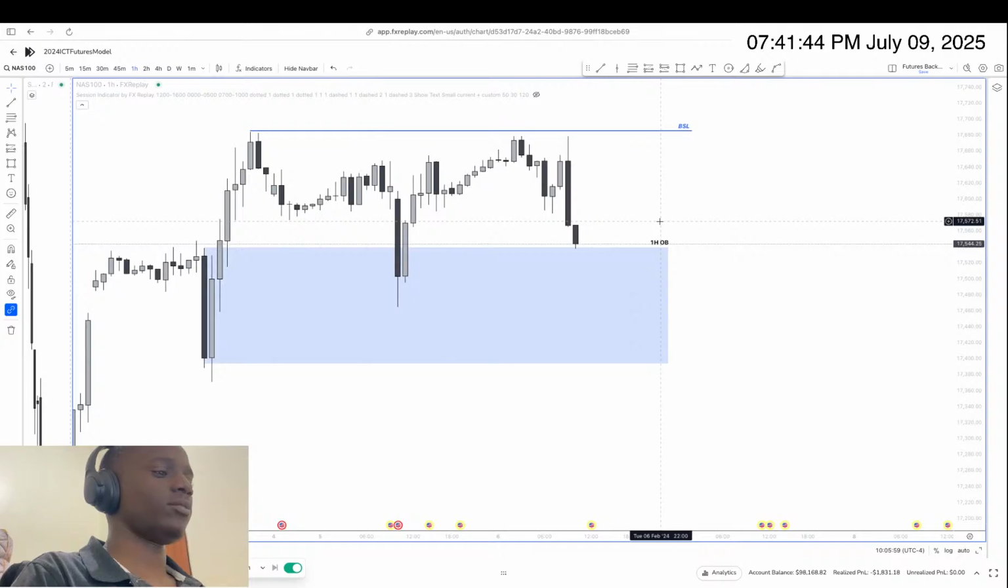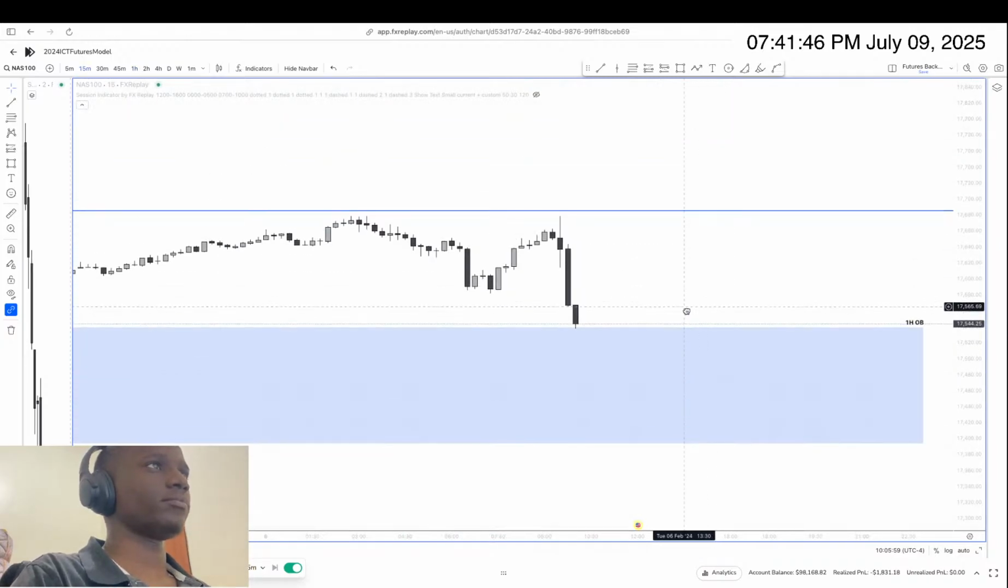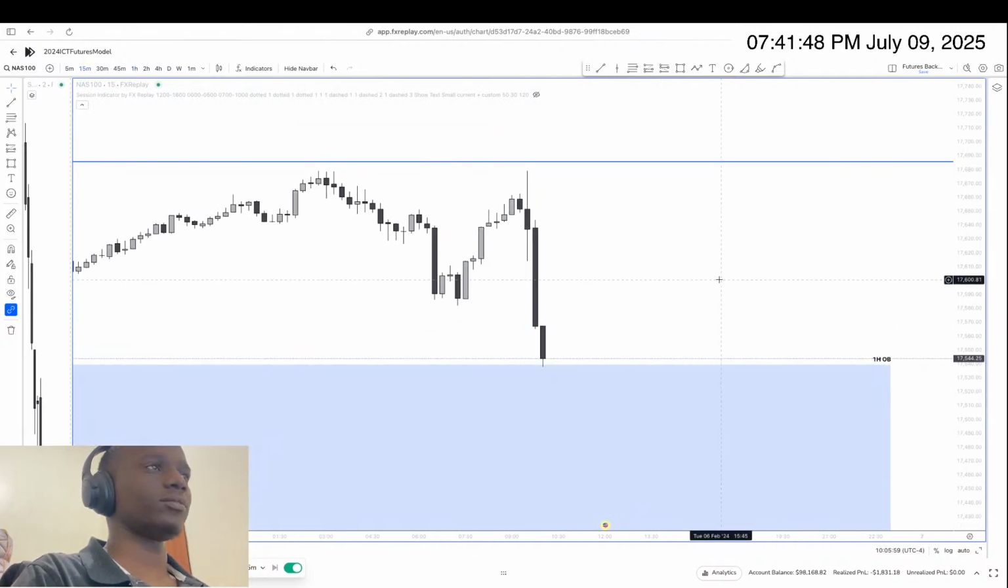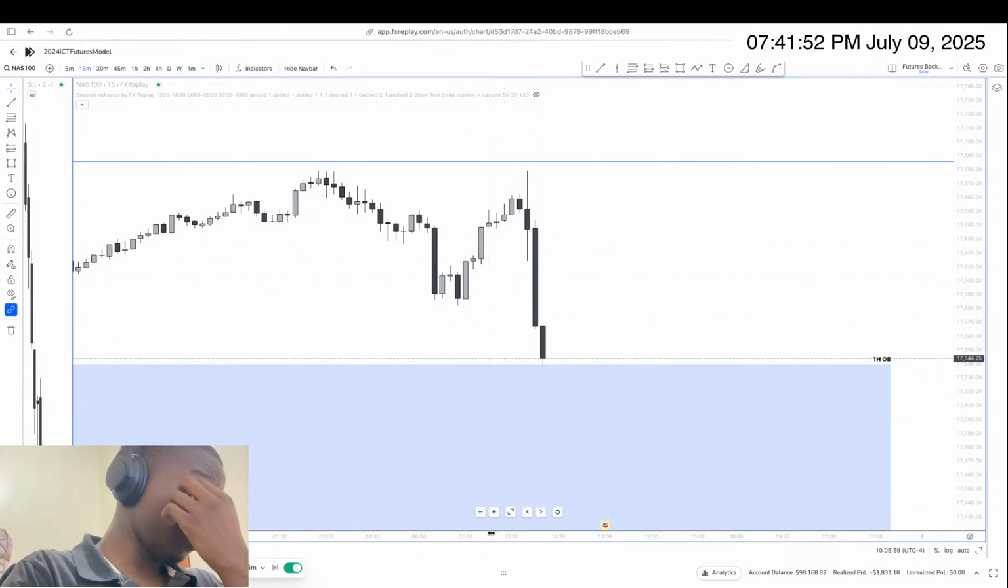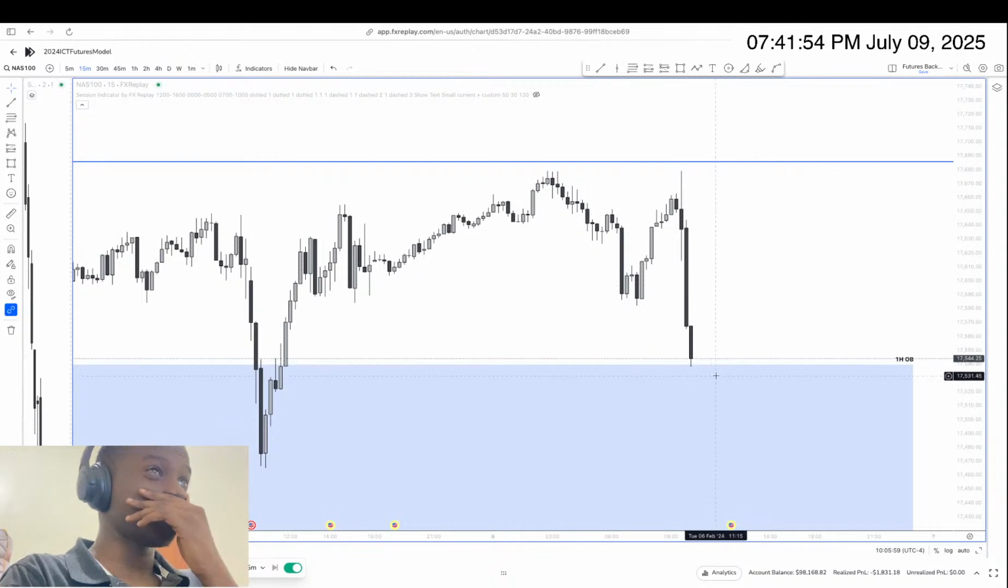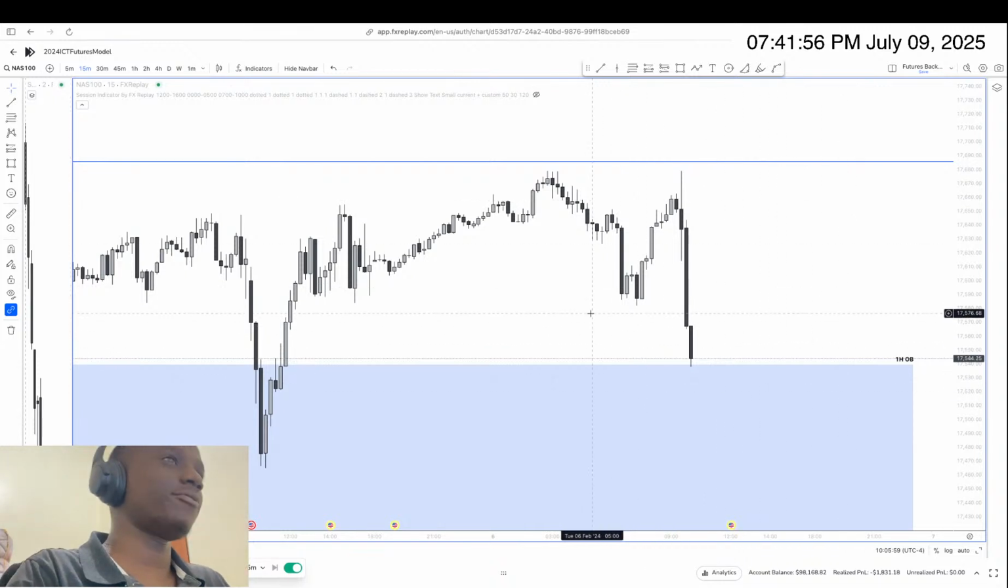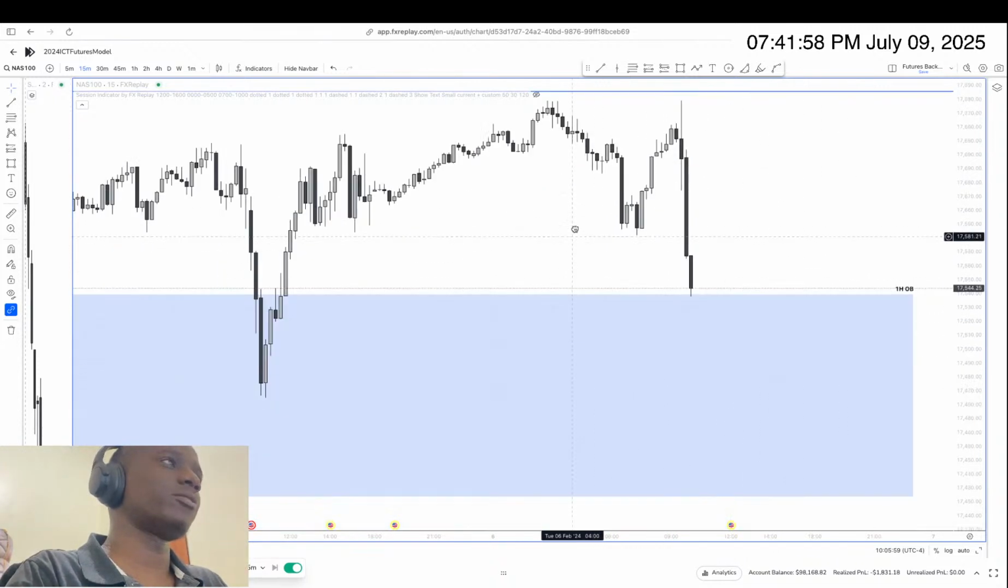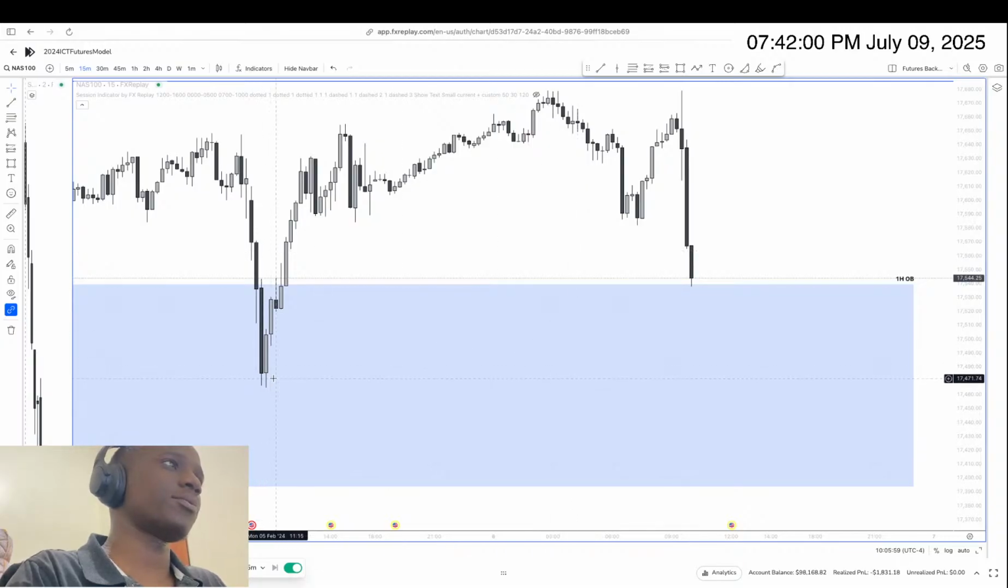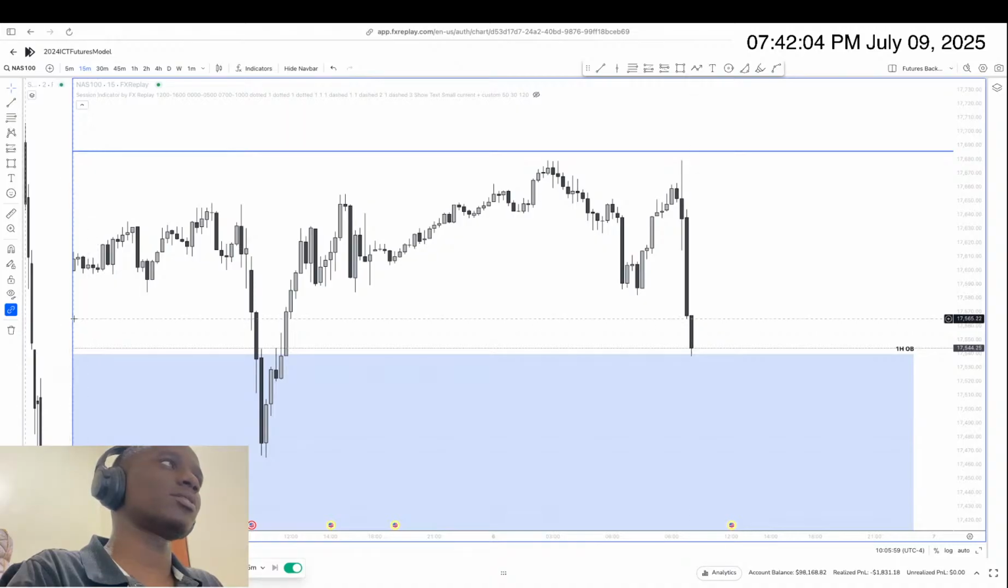Alright, now going to 15-minute. So if we can continue the drop, it's possible, and then reverse and continue to the all-time highs, because the high time frame showed us that we're kind of bullish. So we might take out some lows from yesterday, then continue the push to the upside. So let's see what the market does.